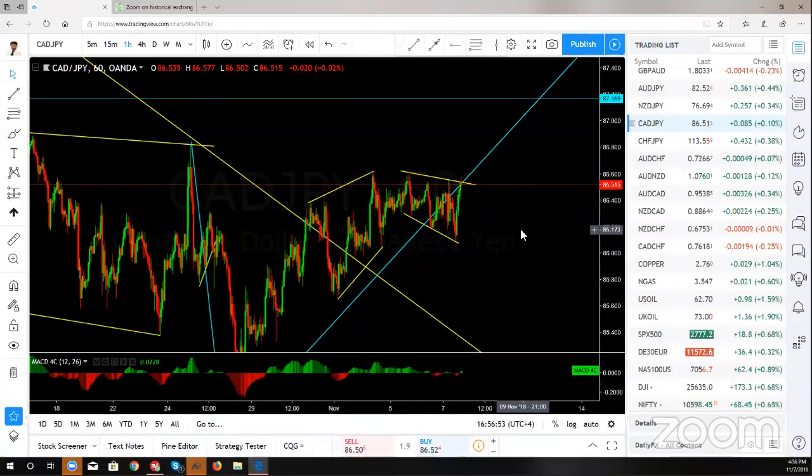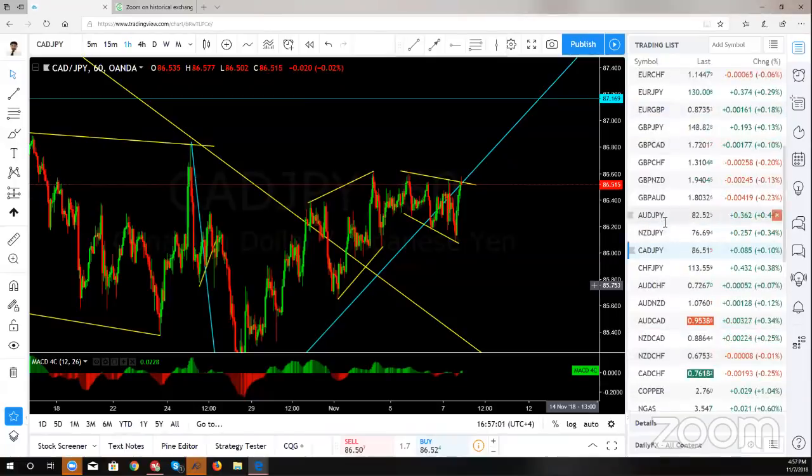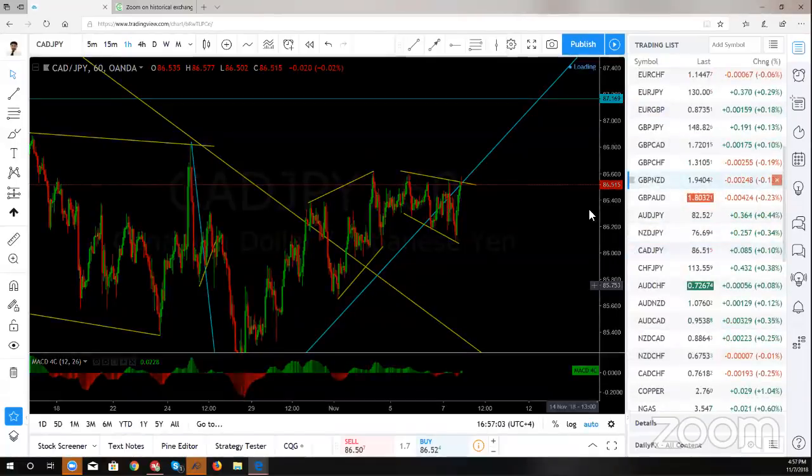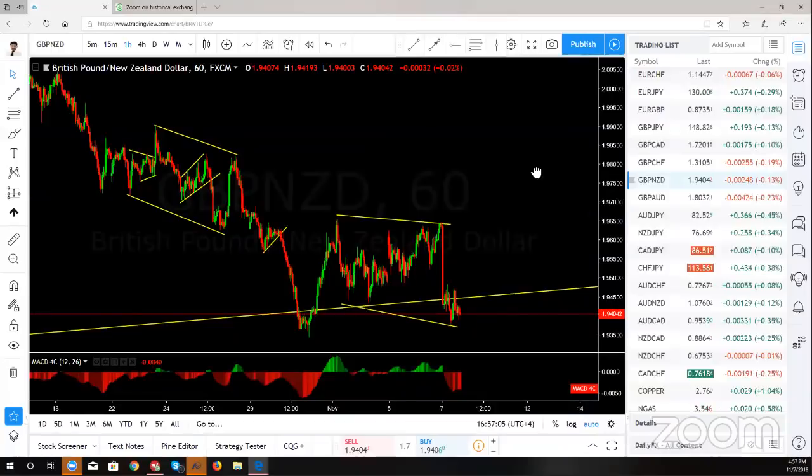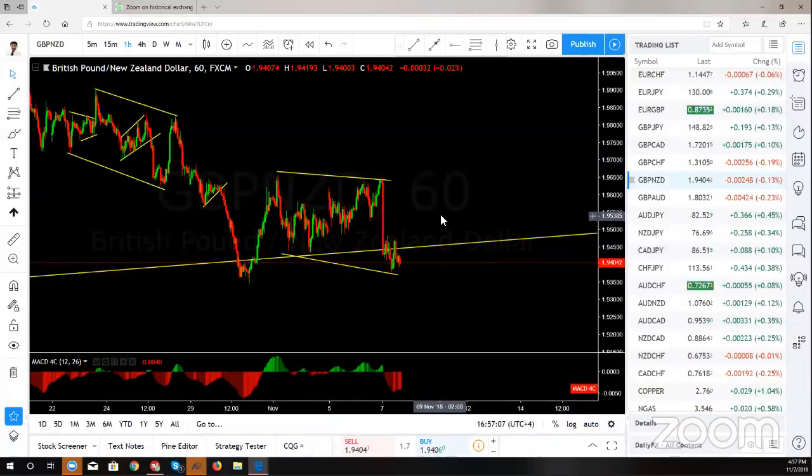Pound New Zealand, Pound Aussie. Okay, we'll do about 3-4 more and then we'll go. So Pound New Zealand, Pound Aussie, and Platinum. We'll stick to those 3, because they're the same thing I did in the webinar. It hasn't changed, right? Pound New Zealand, I think this one is going to go back.